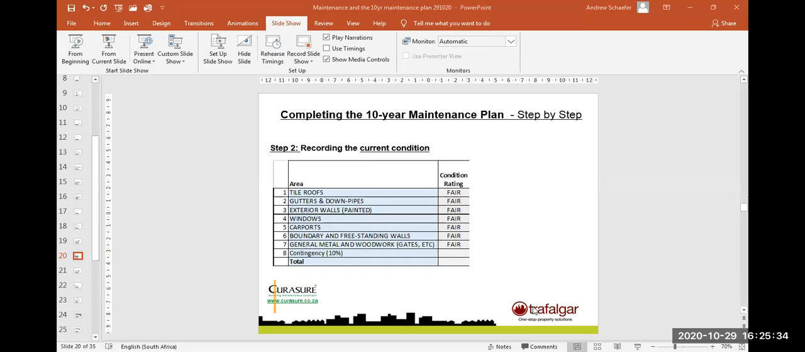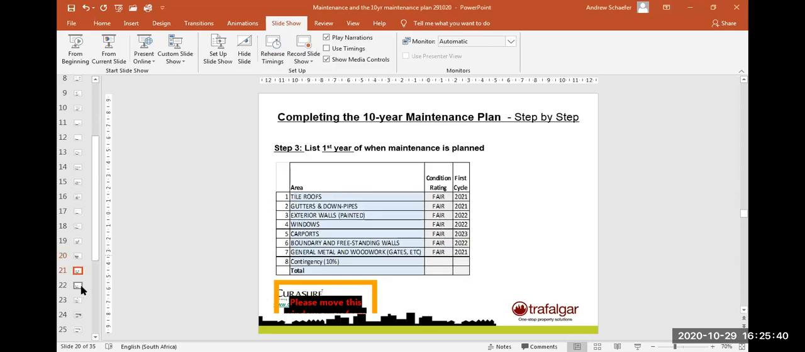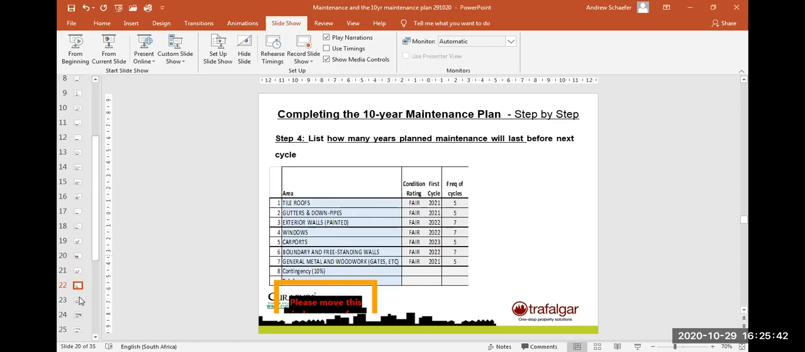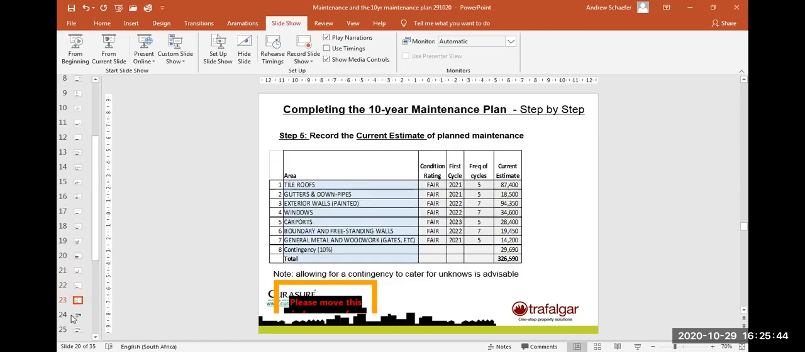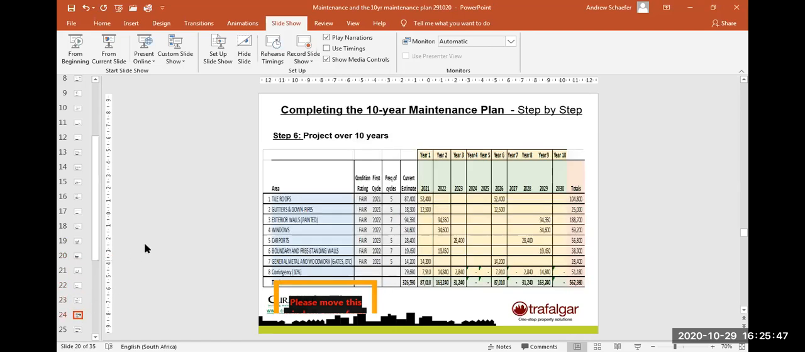So Andrew, if we could maybe skip ahead 1 or 2 slides, and then we can go straight to the condition rate, the current estimate. You'll see each slide now just adds some information right up to the point where we list the current estimate, and then that information is then merely just projected over a 10-year period. Nice and simple, straightforward.